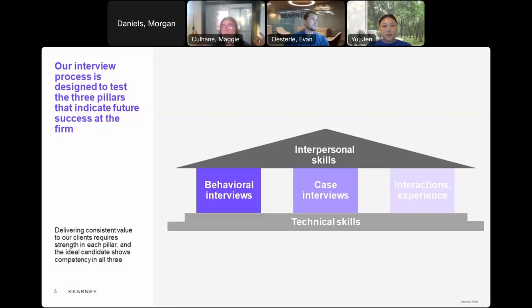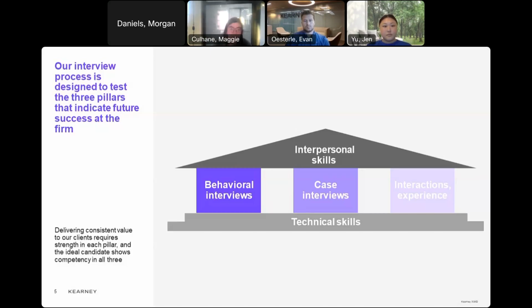At the top of the house, we have interpersonal skills. This is emotional intelligence. Consulting is a team sport, and the folks who have the most success are able to balance their technical skills and their interpersonal skills, not only because we have to work together, but also because we work with clients every day. And so we need to also engage them strategically and help them sometimes cope with really difficult problems.